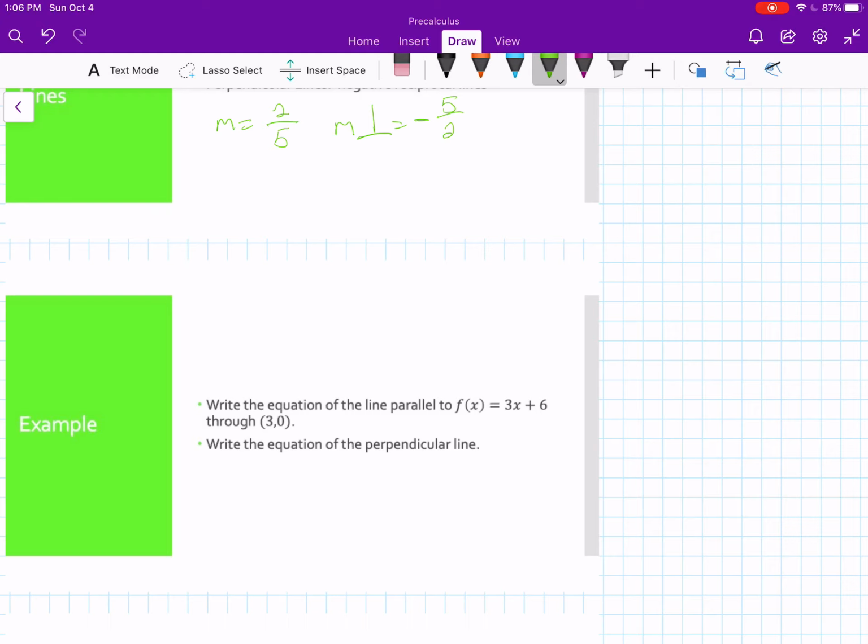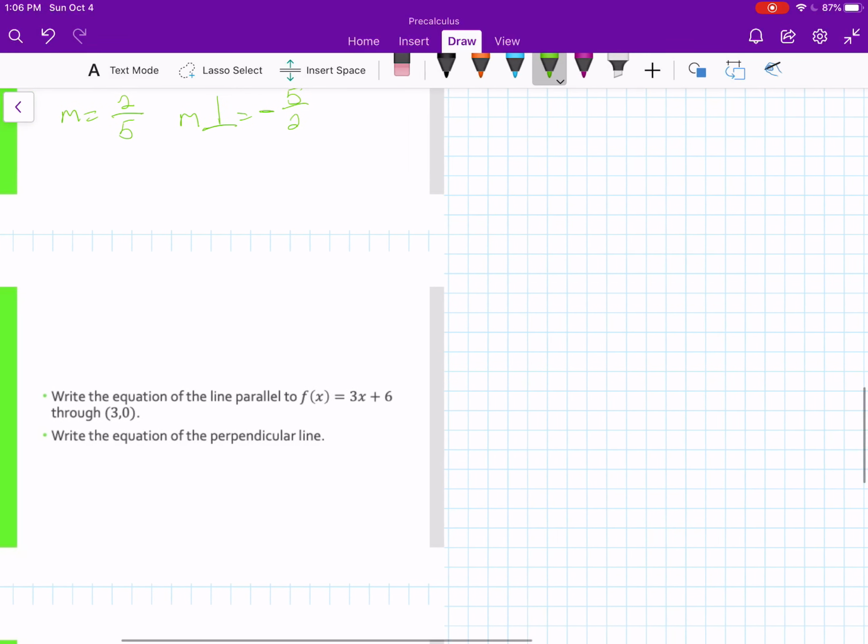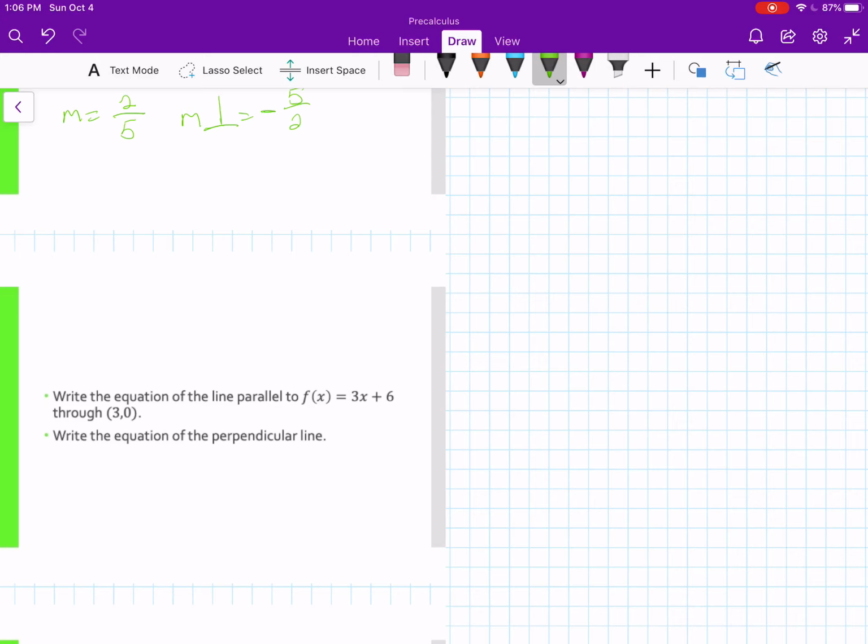So let's write the equation of the parallel line to f of x equals 3x plus 6 through the point 3, 0. Well, if it's parallel to that line, it has the same slope, so we know that m equals 3. And we know it goes through the point 3, 0, so I'm going to go to point slope form. So y minus 0 equals 3 times x minus 3. Y minus 0 is just y, so 3x minus 9. So that's our parallel line.